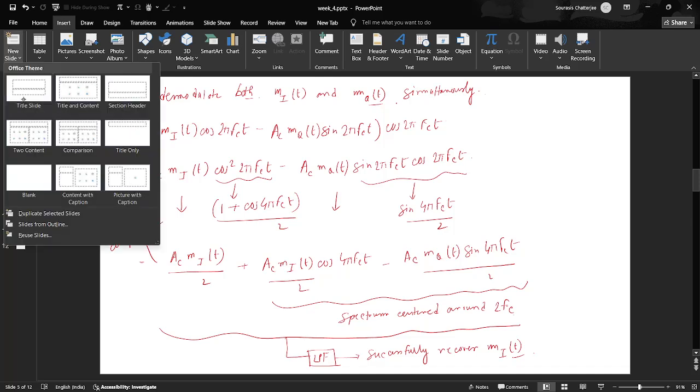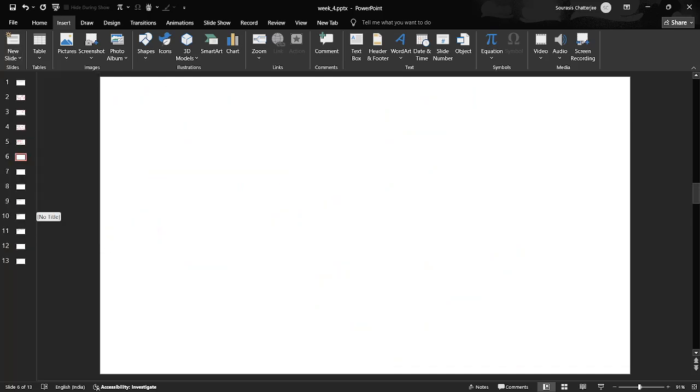What about the quadrature part? Let us look into that. To recover MQ(t), what do you need to do? Let us write down the standard QCM signal.